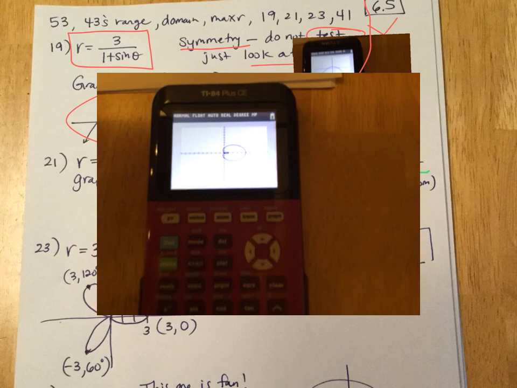All right, so here we are. We're going to graph 2 plus 3 cosine theta, and then just hit graph.